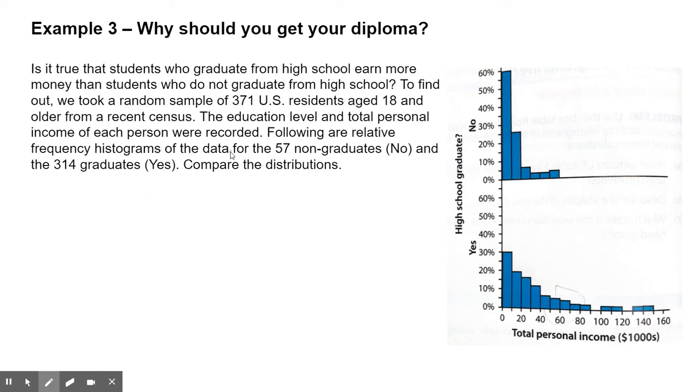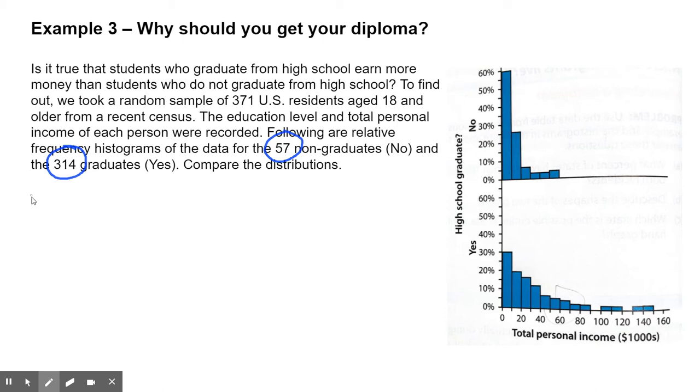Compare the distributions. So first of all, look at these two numbers, right? 57 no's, 314 yeses. So if we were to just do frequencies and not relative frequencies, obviously for the 314 graduates we'd have to display them higher because there's more of them. So that's why we do percentages, which is what they did right here. So notice over here, you have the same horizontal axis counting by tens. And again, these are in thousands, so each width is actually a width of $10,000. And then up here, you have your no histogram and your yes histogram.